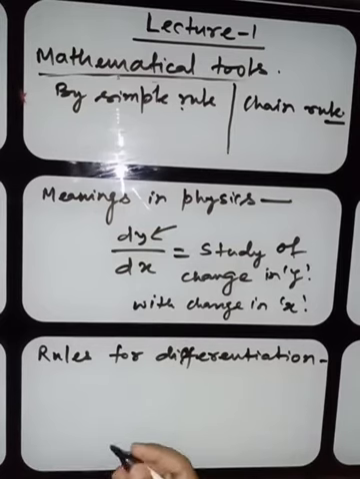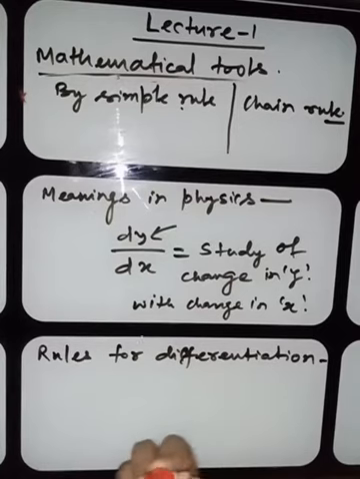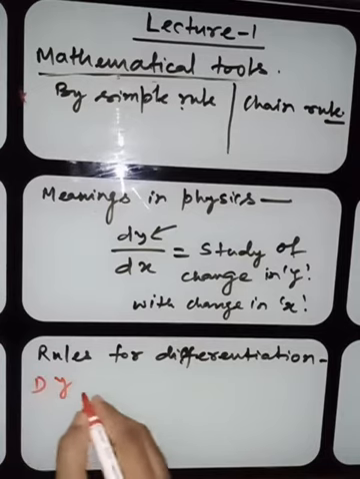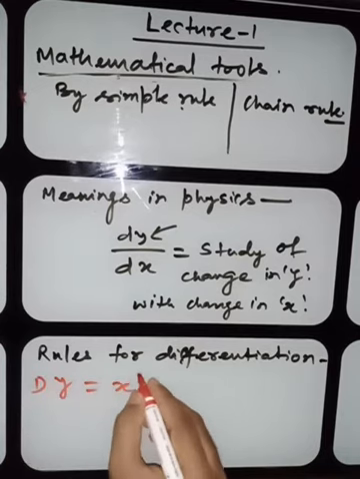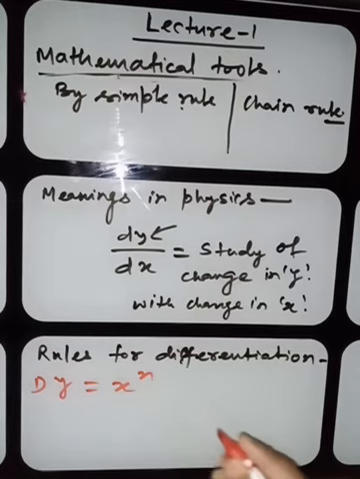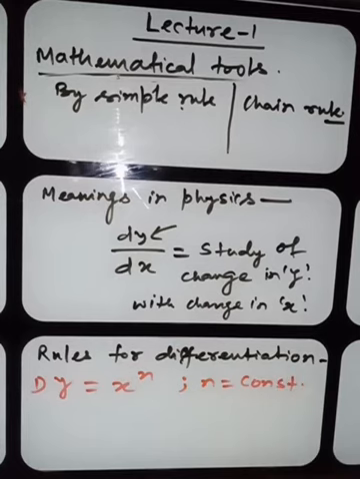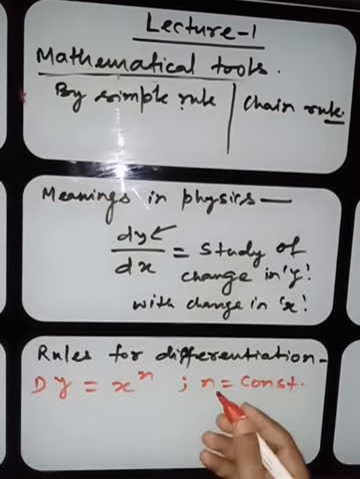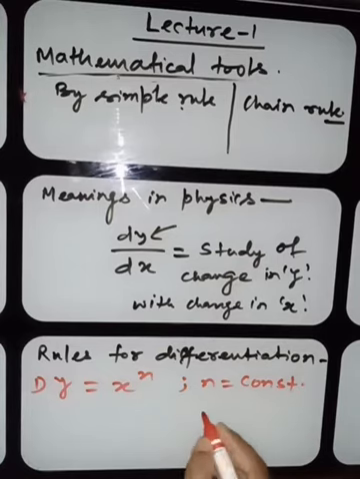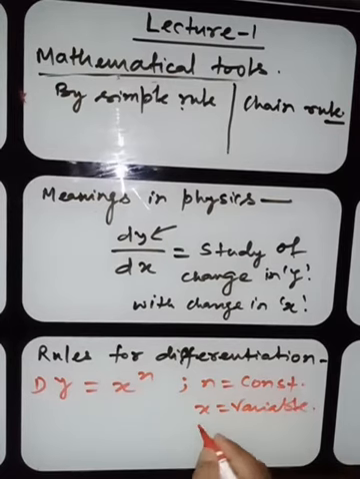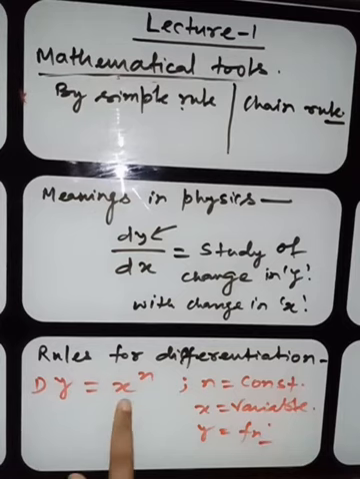Rules for differentiation. The first rule I will talk about here is, if any function is represented in this way, y as a function of x to the power n. Remember, n is a constant, that is a number. It could be positive or negative. x is the variable that is changing, and y is a function which is represented in terms of x.